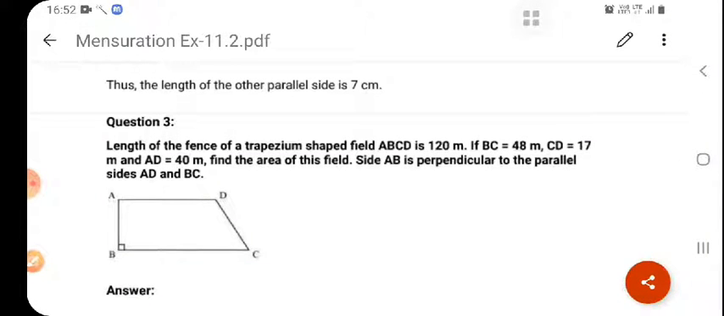Now come to question number 3, which is: the length of the fence of a trapezium shaped field ABCD is 120 meter. If BC is equal to 48 meter, CD is equal to 17 meter and AD is equal to 40 meter, find the area of this field.